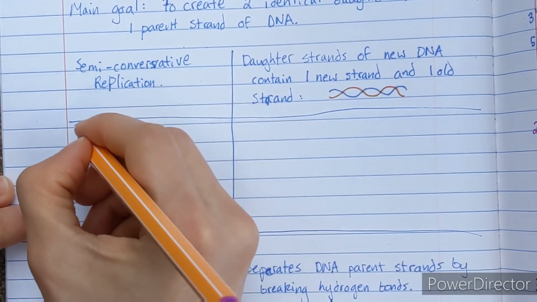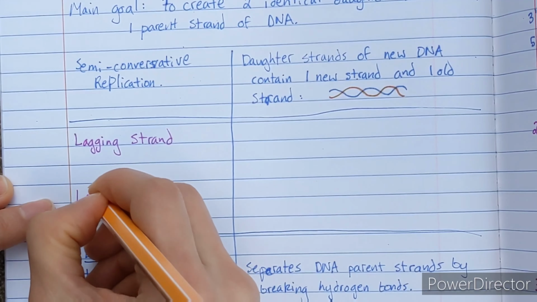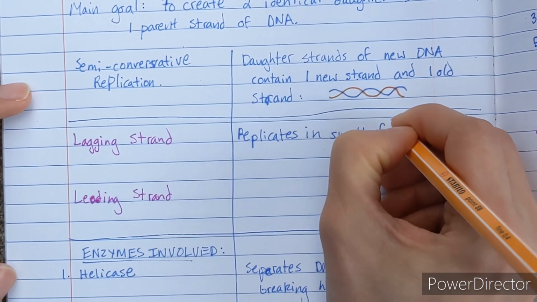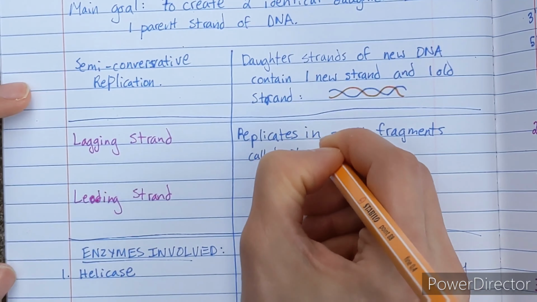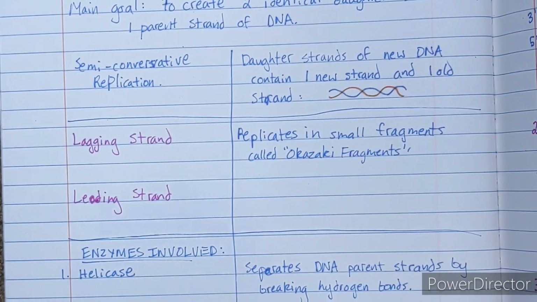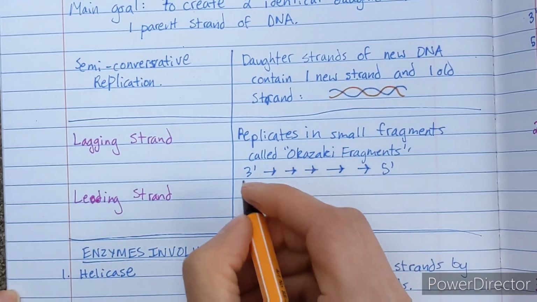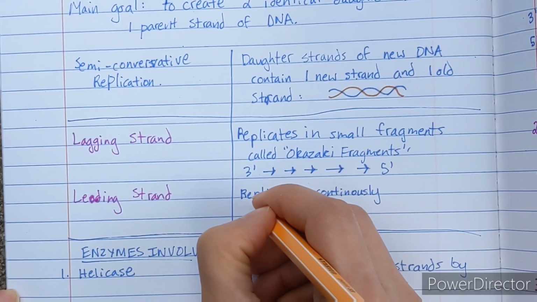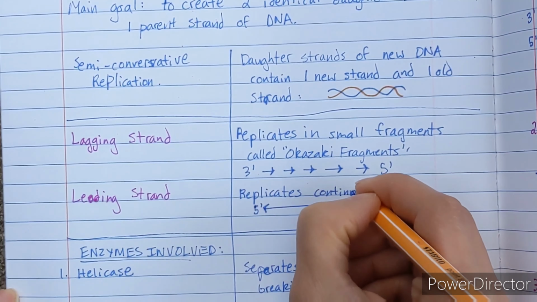So, these two strands are called the lagging strand and the leading strand. The lagging strand replicates in small fragments called Okazaki fragments, and that is because it's waiting for helicase to open up the replication fork. The leading strand replicates continuously in one single take from 3' to 5'.